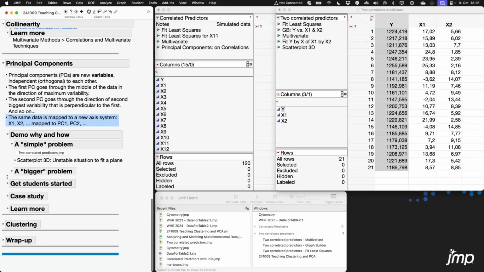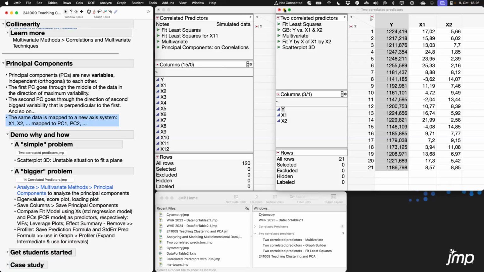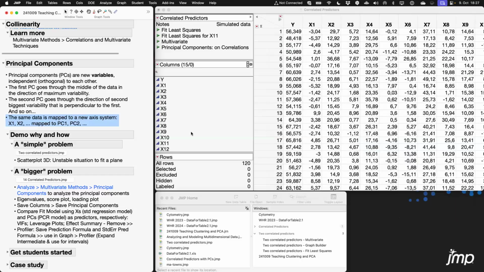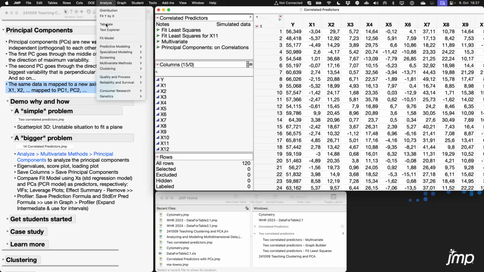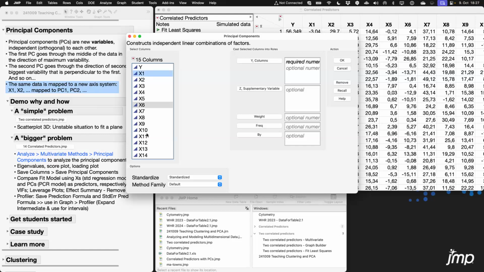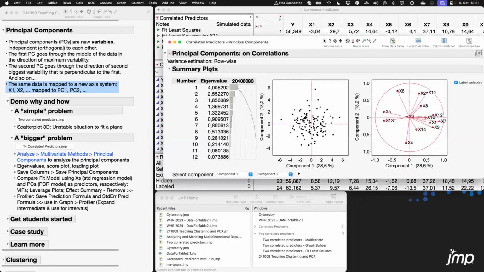And this is what we saw looking at the simple problem. Let's get back to the problem with our 14 predictors. To get the principal components for this case, we would choose Analyze, Multivariate Methods, Principal Components. It's quite straightforward. I take all my predictors, not the response. It's called Y here, but don't be confused. These are just the predictors I want to transform into a new axis system. And I just take the defaults and click OK.